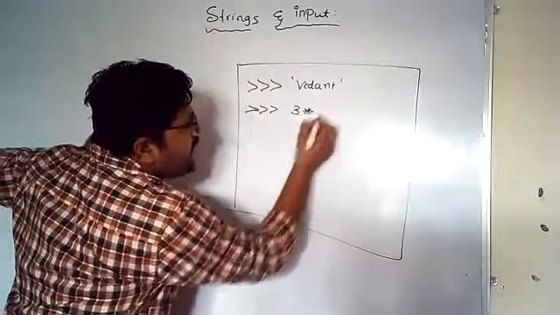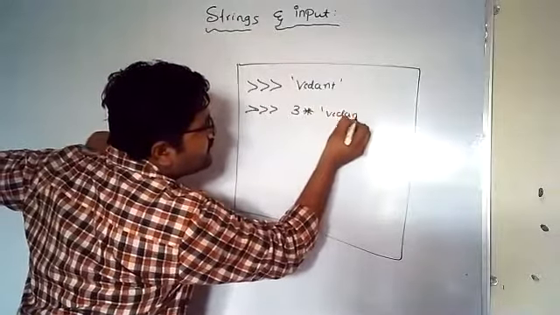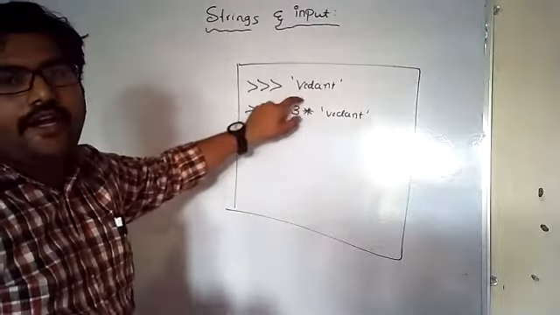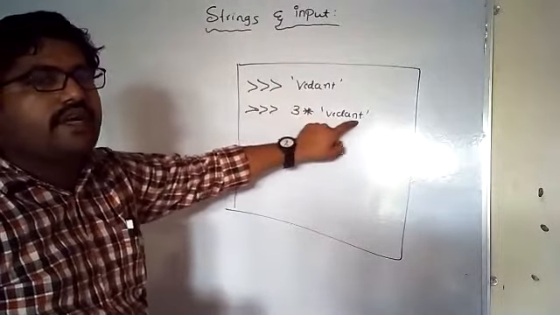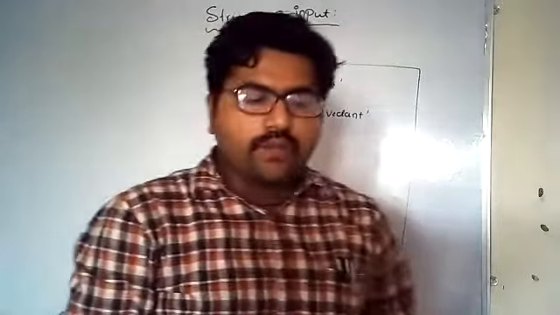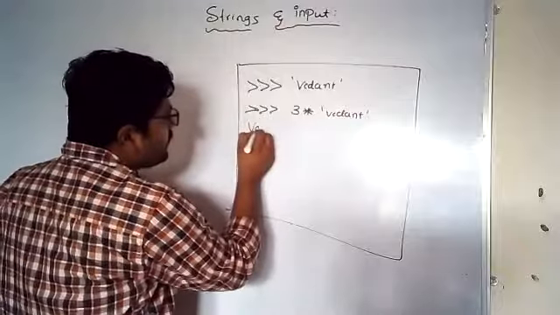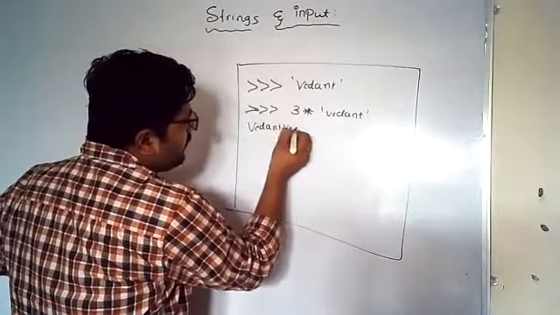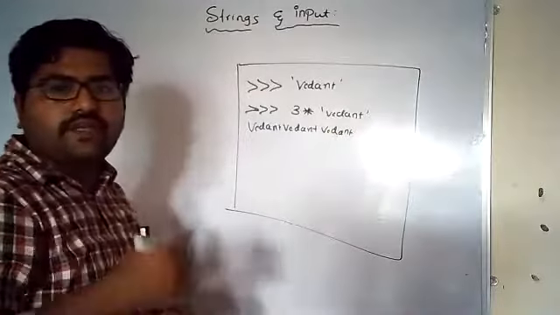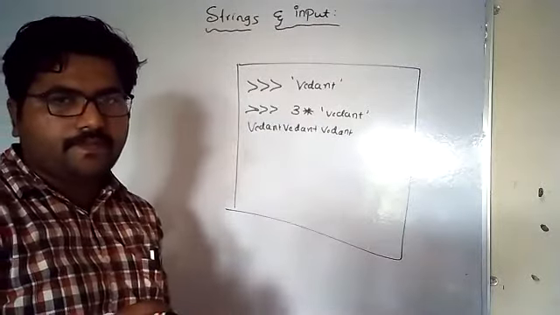3 star Vedant. ಲಕ್ಷರಿ ವೇದಾಂತ್ ಟೈಪ್ ಮಾಡ್ತೀರಿ, ಎಂಟರ್ ಹೊಡಿತೀರಿ, 3 star Vedant. You need to do this one. After this, what will be the result? Vedant ಅನ್ನ 3 ಸಲ ಪ್ರಿಂಟ್ ಆಗ್ತದೆ. Vedant will be printed 3 times like this. Vedant. The Vedant will be repeated.